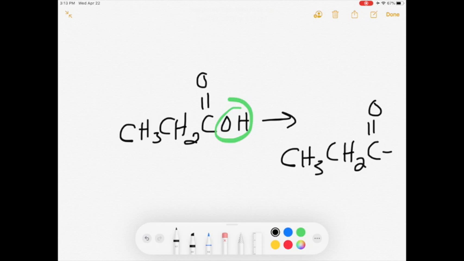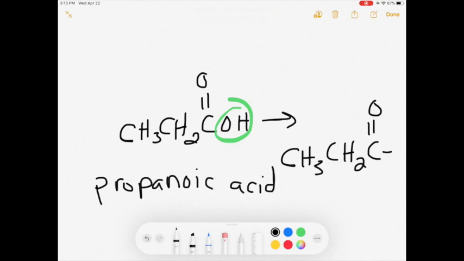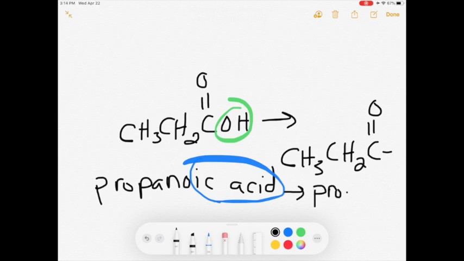And instead of calling it propanoic acid, okay, we were going to remove this part here, and it becomes propanoyl group.